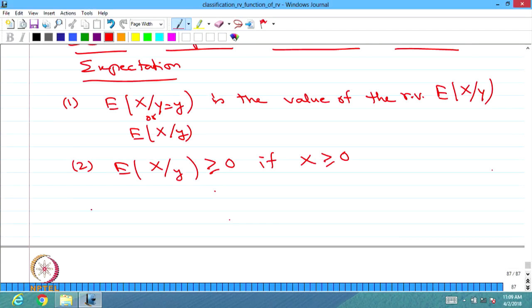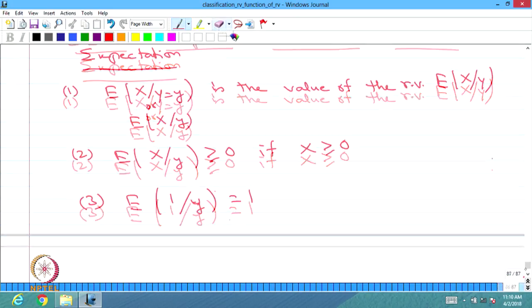The third result: if you compute the expectation of some constant given the other random variable, that is always going to be that constant.